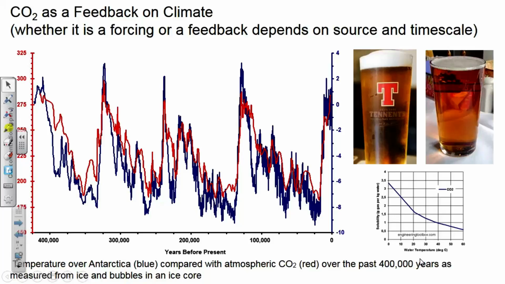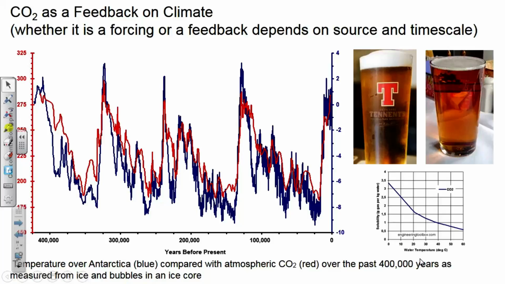Anyway, the blue curve on here is a record of temperature from Antarctica. The numbers on here are effectively meaningless. They're not the real temperature, they're a proxy for it. But you can see here that the changes in temperature and the changes in CO2 seem to go hand in hand. When one goes up, the other goes down.